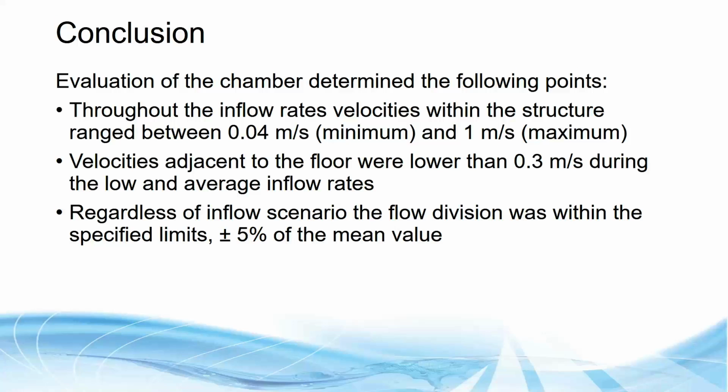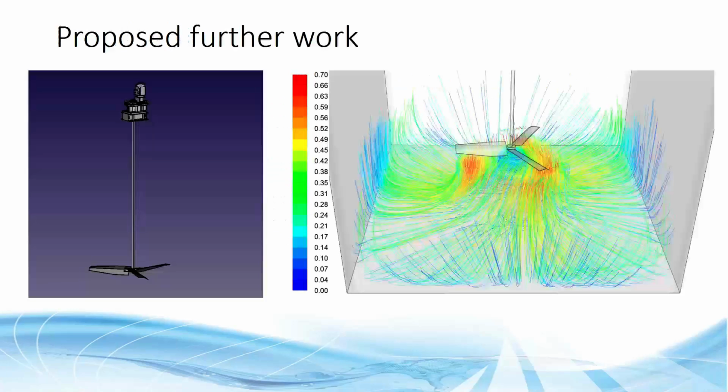So at the end we found from our CFD analysis and the data obtained from it of this distribution chamber that velocities ranged quite a bit, from 0.04 meters per second up to highs of 1 meter per second. Of course, for the low and average flow rates, velocities towards the back wall and the base weren't high enough, so flock would definitely settle and then collect at the bottom. But the flow split, the distribution of the flow, was well within the specified limit. The issue is finding a solution to stop the flock from settling.